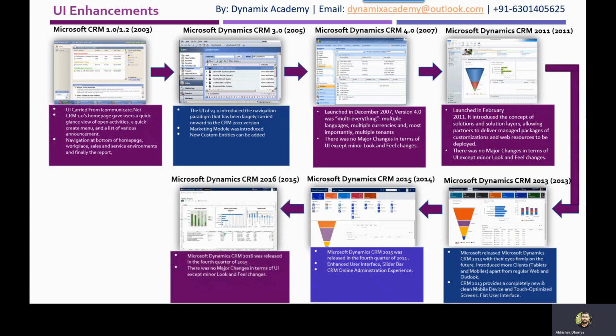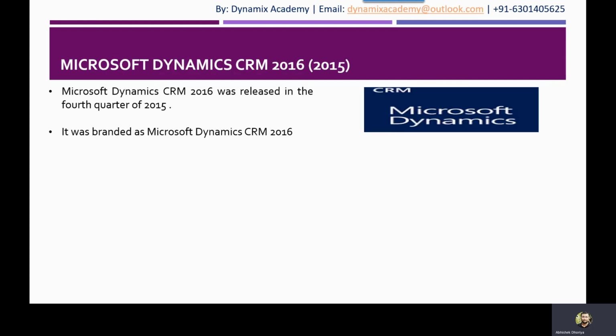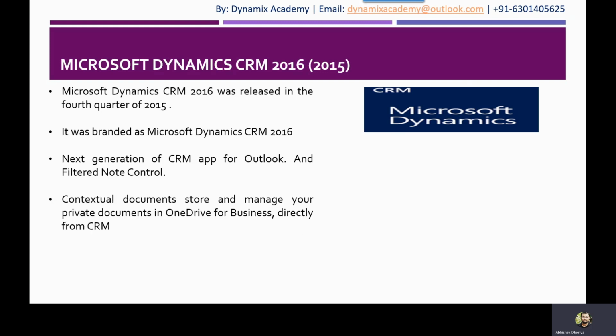Having said that, the next version was CRM 2016. Dynamics CRM 2016 was released in the fourth quarter of 2015. It was branded as Microsoft Dynamics CRM 2016. A next generation CRM app for Outlook and filtered node controls were introduced in this version. Contextual document store and manage your private documents in OneDrive for Business directly from CRM. So there were many integrations with OneDrive for Business, and many such platform level changes were made.